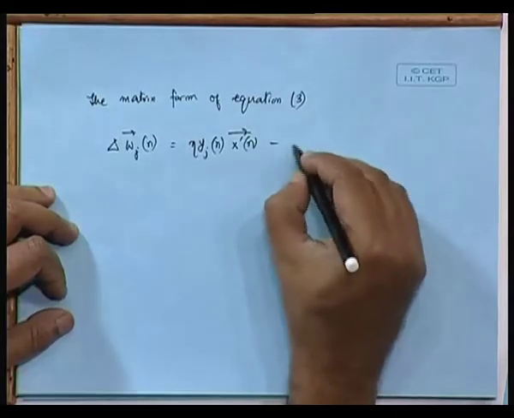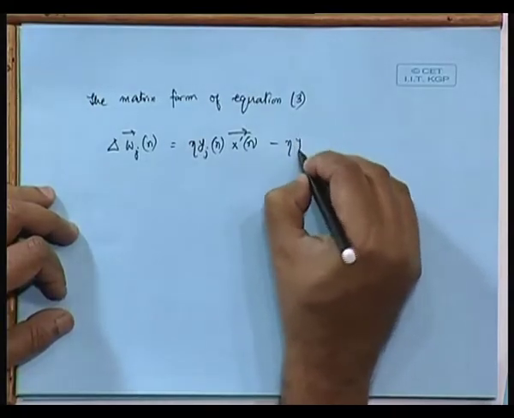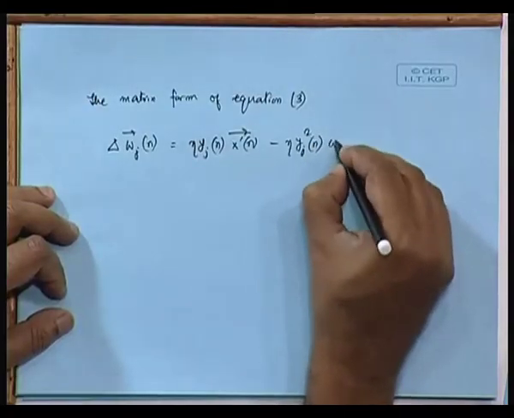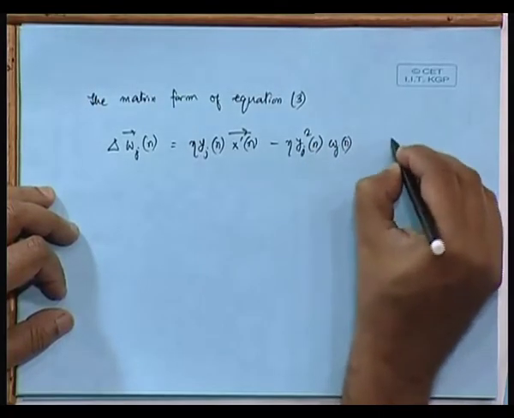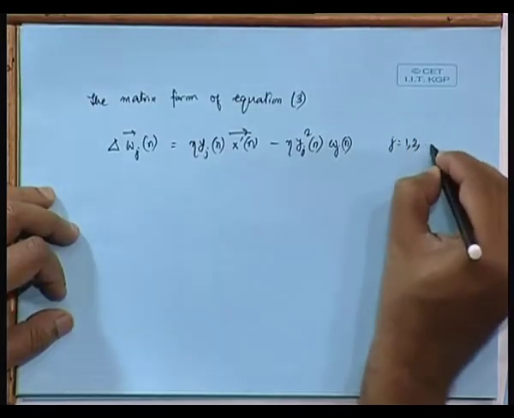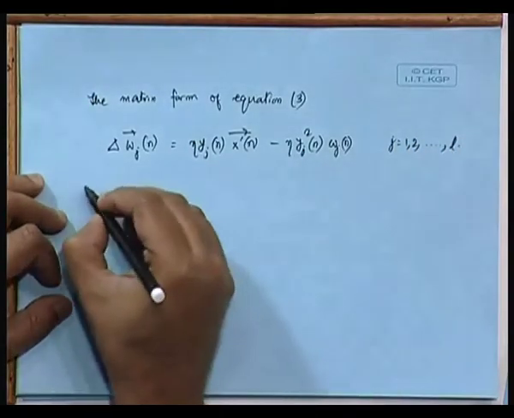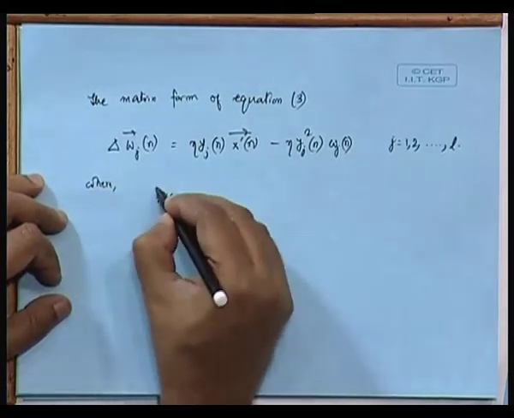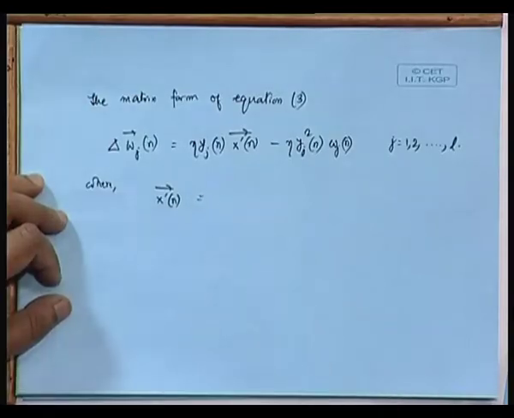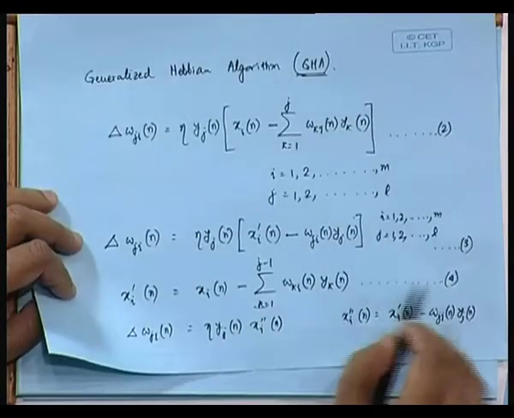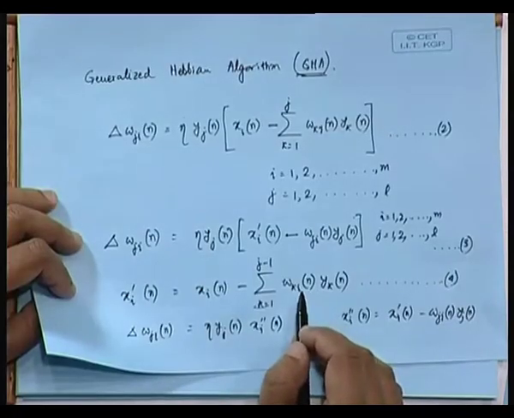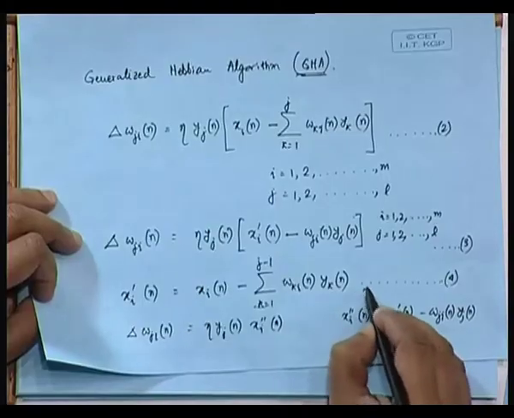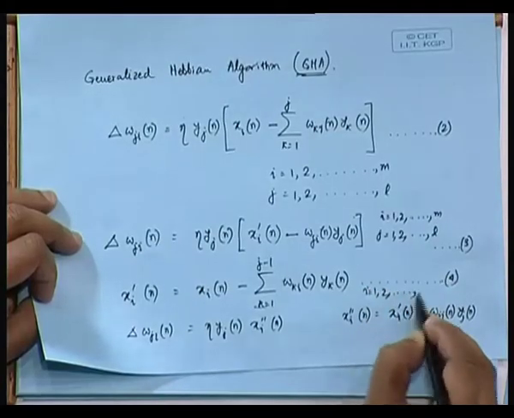So, this is equal to minus eta yj square for iteration n wjn, and this is for j equal to 1, 2 up to l, where in this equation x prime n as a vector is given by the definition of equation number 4, which we can simply apply. Again, this equation number 4 also is to be written for all the i's. So, this is valid for i equal to 1, 2 up to m.